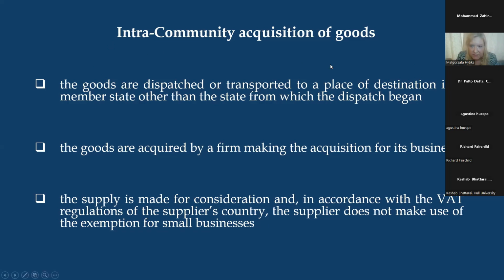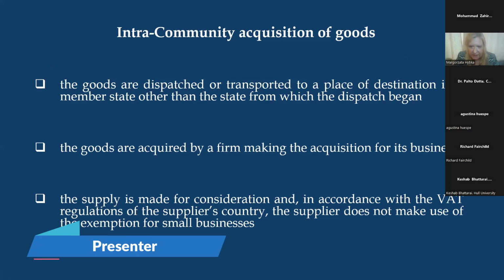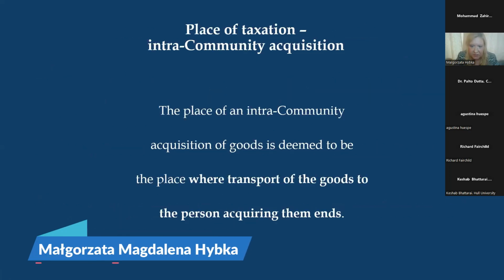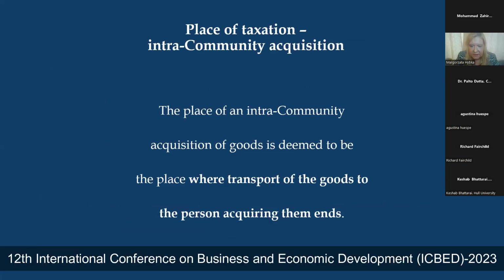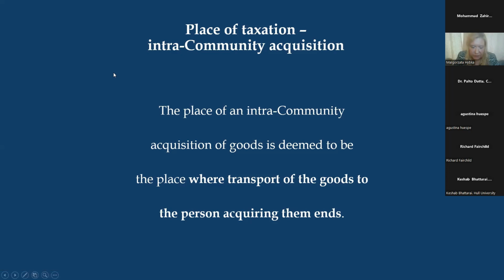So intra-community acquisition of goods, that is taxed, is defined as a supply of goods between two parties, between two businessmen that are registered for VAT and don't make use of the exemption from the VAT, and supply the goods between each other. One is located in one member state, the other in another member state. And in such a situation, the destination principle applies. In another situation, when goods are supplied to the final customers, the origin principle is applicable.